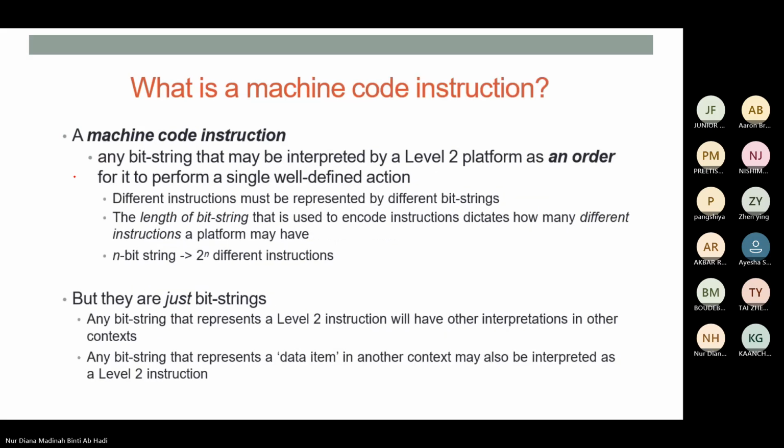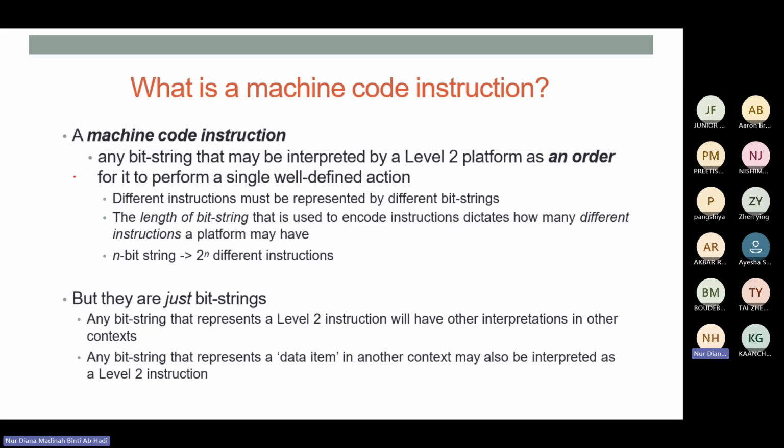A machine code instruction is any bit string that may be interpreted by the level 2 platform as an order or instruction, for it to perform a single well-defined action. So different instructions must be represented by different bit strings. The length of the bit string used to encode the instruction dictates how many different instructions a platform may have.